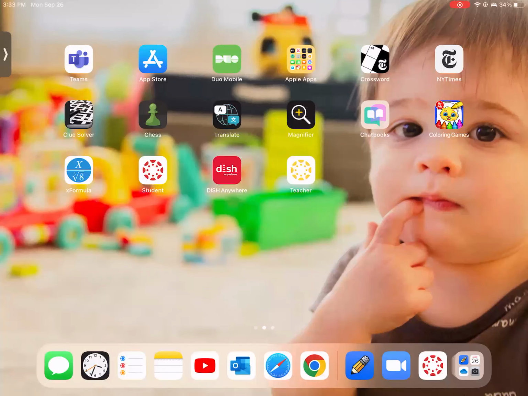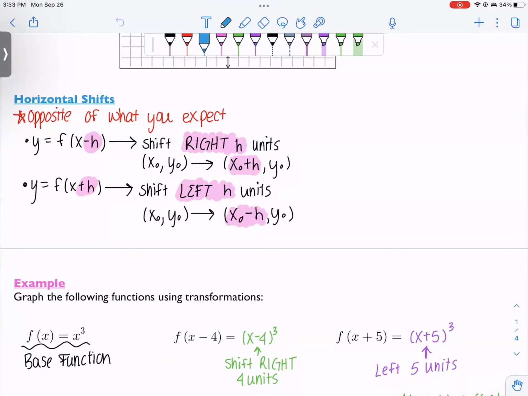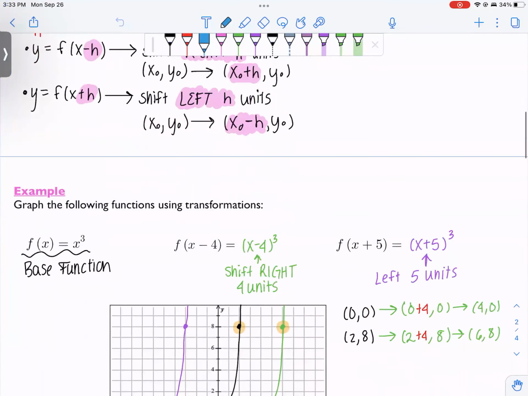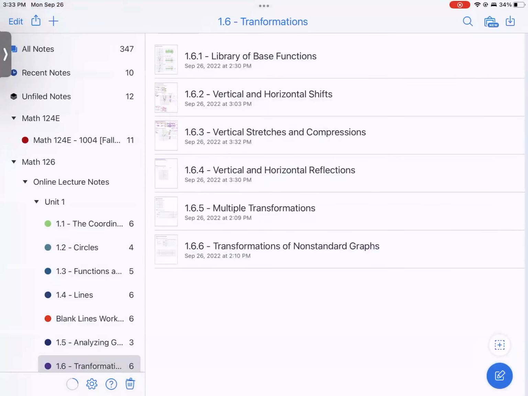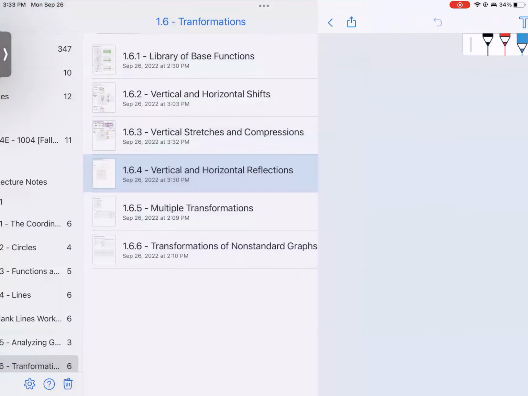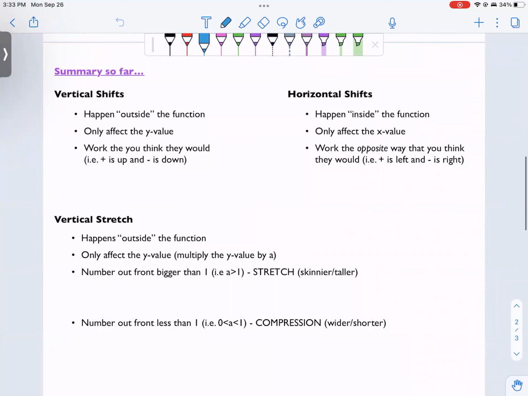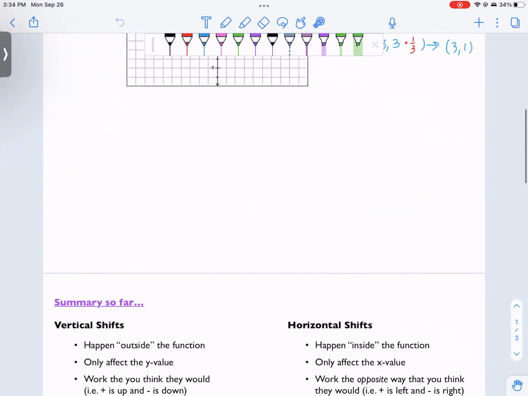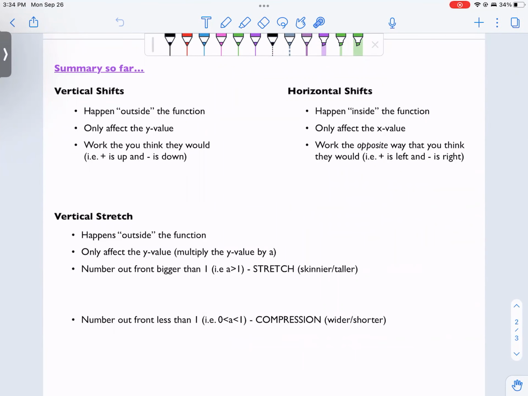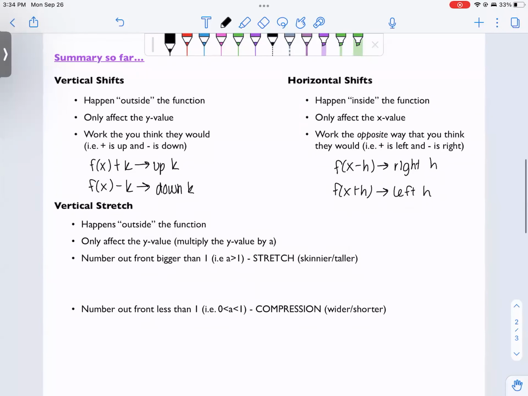Oh, that was Notability shutting down. Oh, that's Reflections. Well, you guys saw what was here before Notability crashed on me. I'll pause it and rewrite it. Hold on. All right, I think that's what we had there.